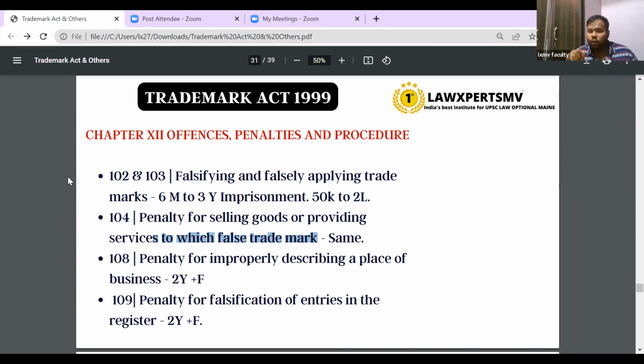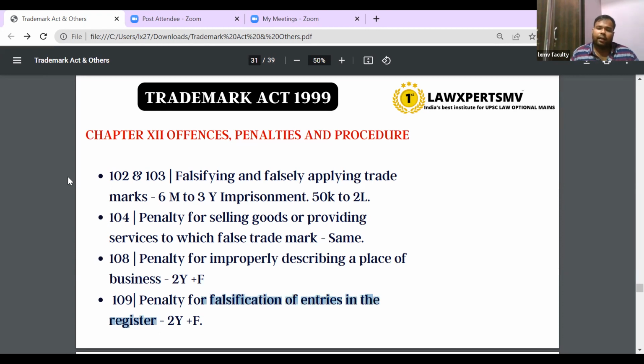The showroom guys very well know that you are supplying a fake product, but still they sell it along with the genuine goods. Then what happens there? The showroom person will get the punishment for selling these false trademark goods, and the punishment is the same as the one we discussed earlier. And the penalty for improperly describing a place of business. So if you are registering a trademark, there is a burden on you to give your address in a proper way. If you don't do it in a proper way, then you'll get imprisonment and a fine for that also.